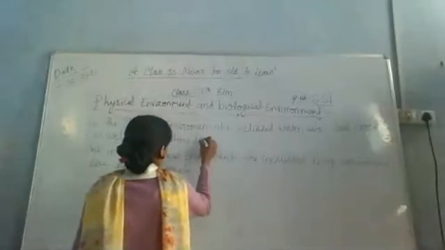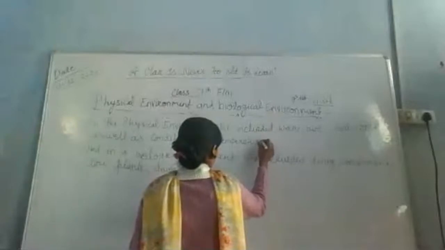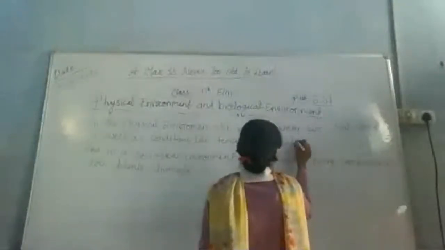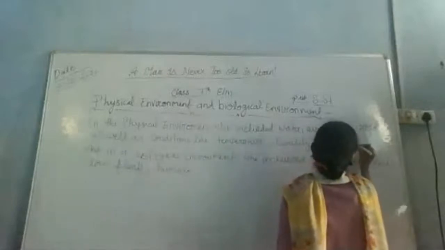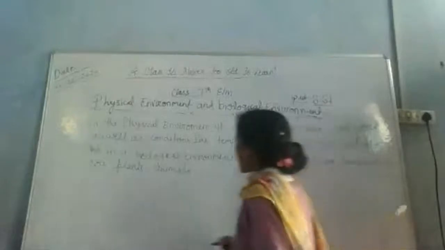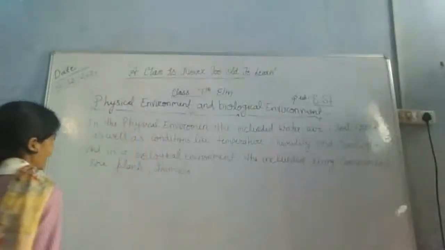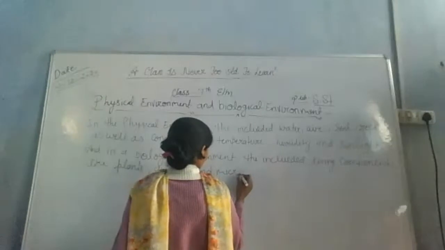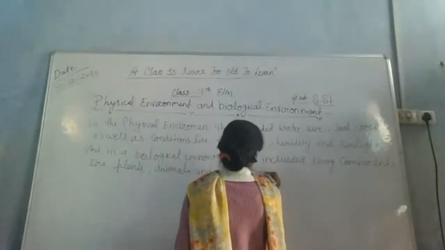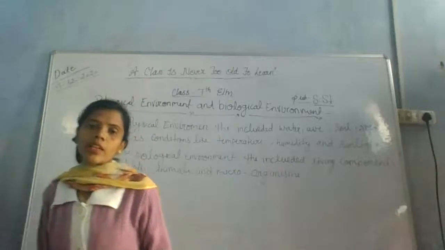Conditions like temperature, humidity, and sunlight. Okay, and in a biological environment we included living components like plants, animals, and microorganisms. Okay, so these things are the physical environment and the biological environment.